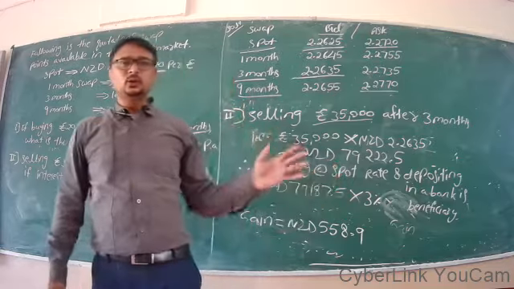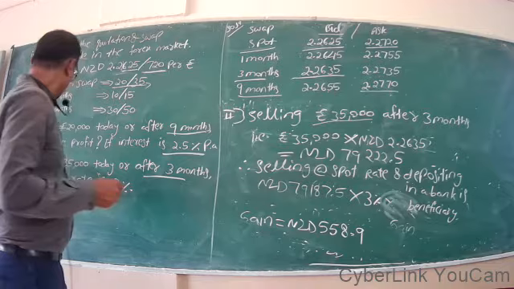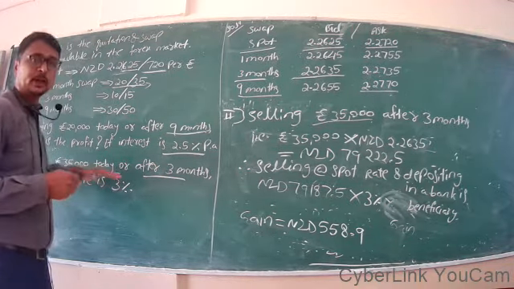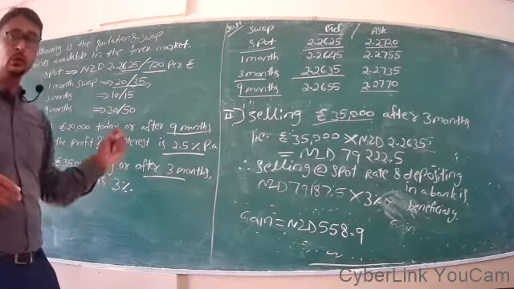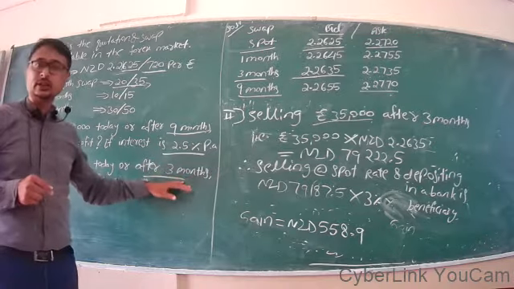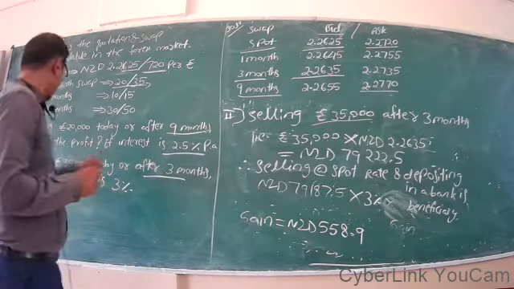In the first scenario we have solved, we considered it without interest. We solved this part of the problem. First part, that is, if you are selling 35,000 euros today versus after 3 months, the benefit will be from selling after 3 months only, right? Because we got a greater amount here.